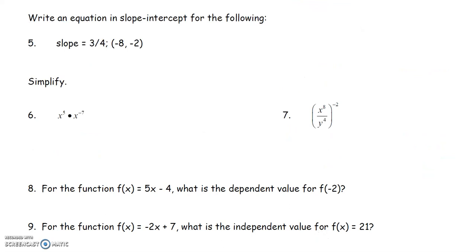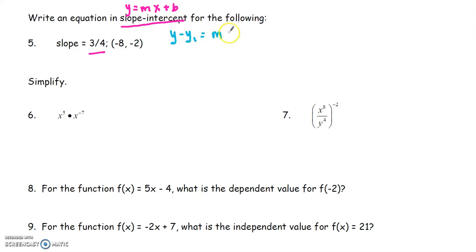Okay, number 5 is asking me to write an equation in slope-intercept form for the following. So remember, slope-intercept is y equals mx plus b. They've given me the slope, but they did not give me my y-intercept. They gave me a point. So we are going to start out by putting it in point slope form.